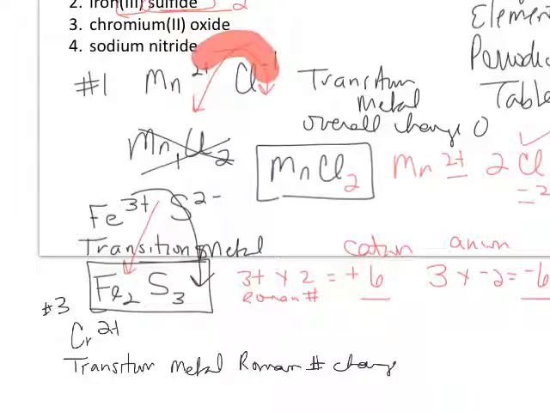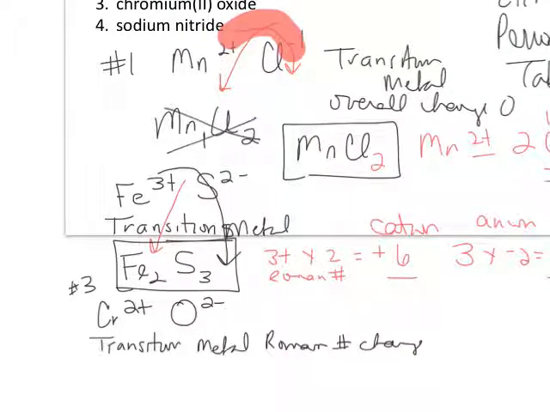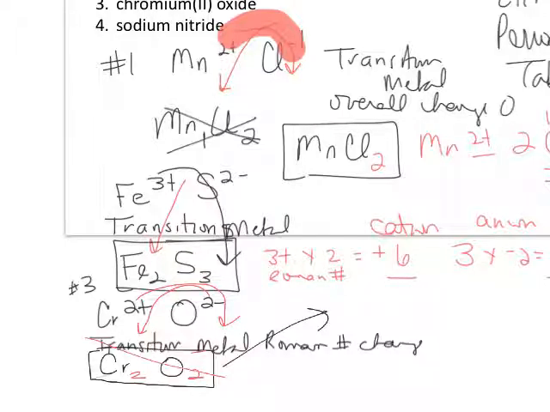So +2 for chromium. And then oxide is in group 6A, which has a -2 charge, the anion. And then the 2 here is going to end up being the subscript for the chromium, and the 2 here is going to be the subscript for the oxygen. Now, that is not in the lowest terms, okay? So that's not correct. You're not going to see this as Cr2O2. So this is going to have to be rewritten, and it would be CrO.